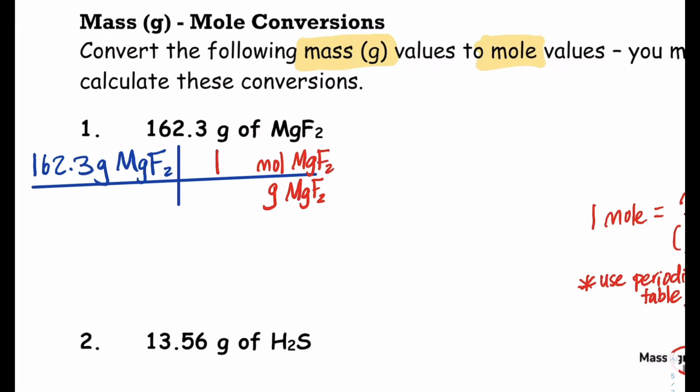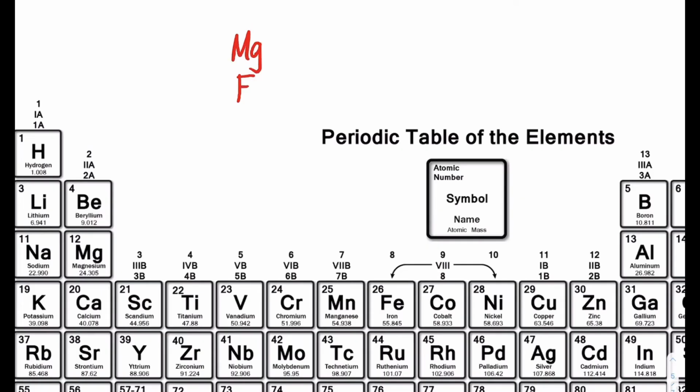To convert grams to moles, we're going to use 1 mole over the molar mass of magnesium fluoride. Let's look at the periodic table to determine the mass of this compound. Remember, when finding the molar mass of a compound, we're going to split up the elements in the compound and write down the quantities of atoms in the compound. So we have 1 magnesium atom and 2 fluorine atoms in 1 formula unit of magnesium fluoride.